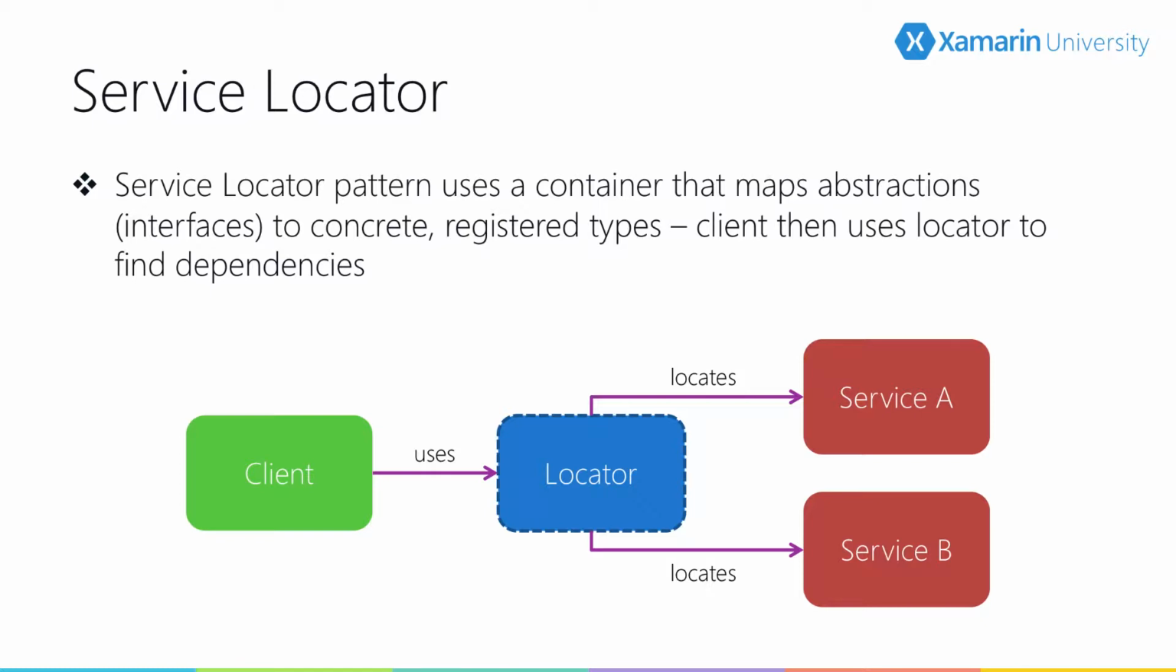We again have our client. By now we know what the client is. It's our shared code that wants to access something that is platform specific. Instead of having a factory for each individual service, which means you would end up with a lot of different factories if you had a lot of dependencies, we now have this one single locator instead. And the locator can now return you any kind of service that you need.